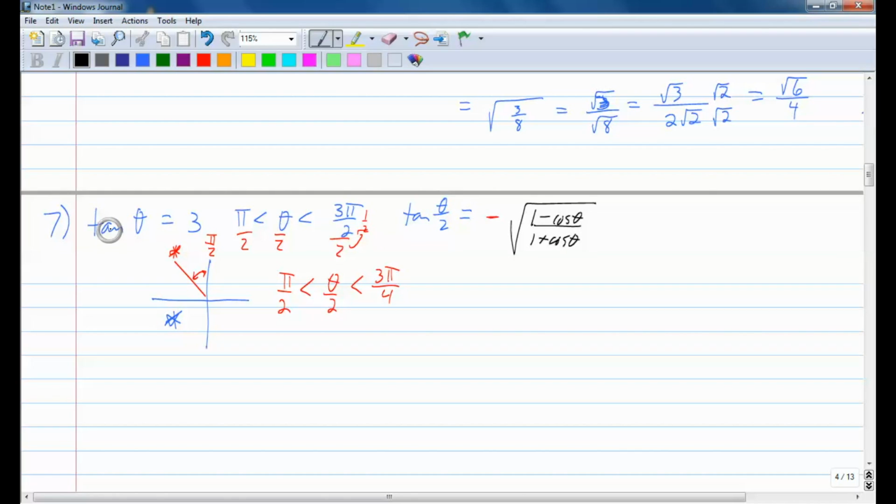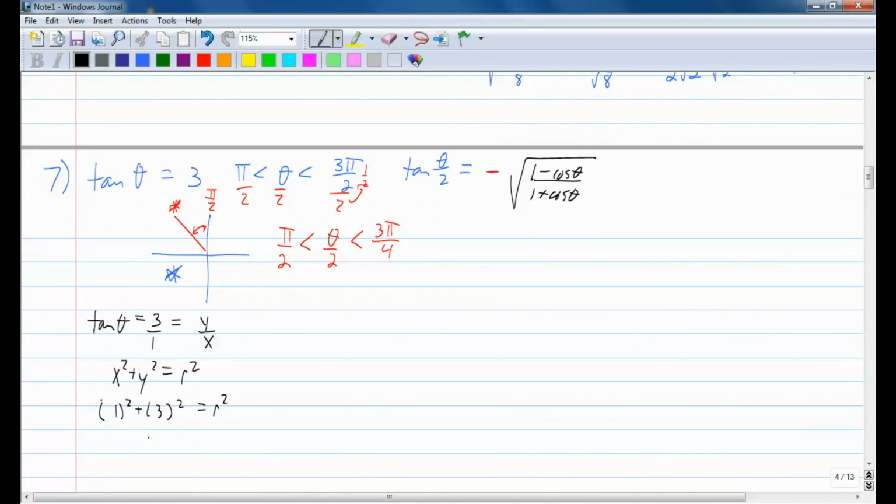Alright, so tangent of theta equals 3. Remember tangent is y over x, so you can think about that like 3 over 1. So y is 3 and x is 1. We just need to figure out what r is so that we can solve for cosine. So that's 1 squared plus 3 squared equals r squared. So that's 1 plus 9, or 10, equals r squared. So r is going to be the square root of 10.